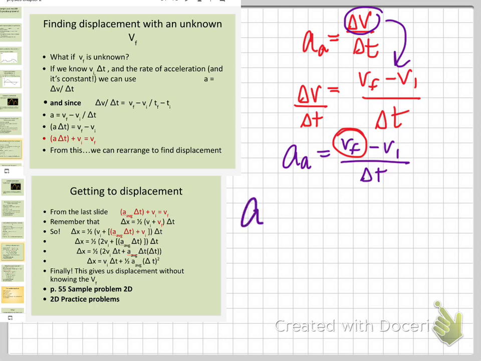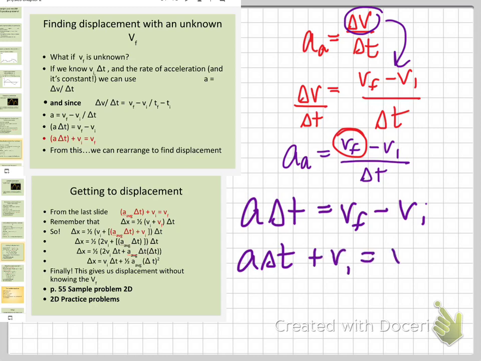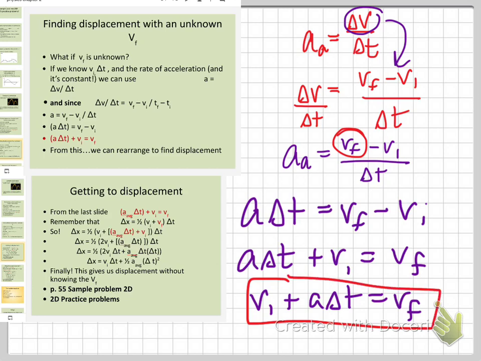To do that, I'm going to do A delta T equals VF minus VI. Well, then A delta T plus VI equals VF. This is often written as VI plus A delta T equals VF. This is a nice one. Actually, you probably should put this on your note card too, even though it's not explicitly walled off.